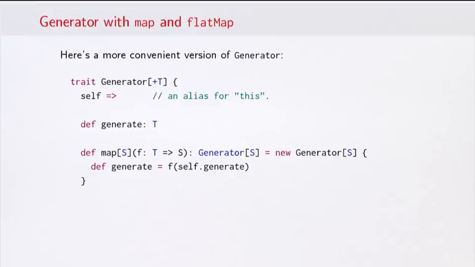Let's start with map. So here's the type of map. It takes a function from the random value type T to a new random value type S, gives you a generator of S. And the way it would do that, it would generate random values of type T using its own generate method, then apply f to those random values, and those give you the random values of type S. There's a twist here in the call to self.generate.